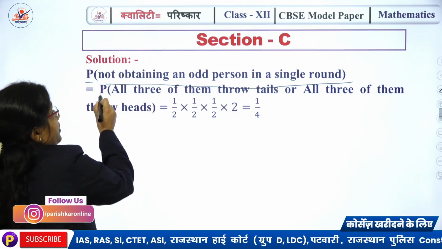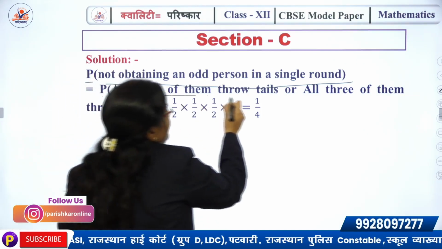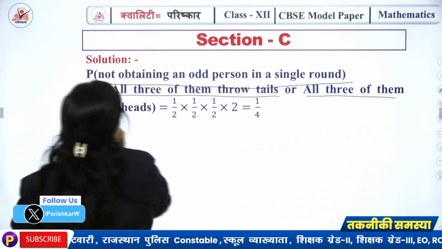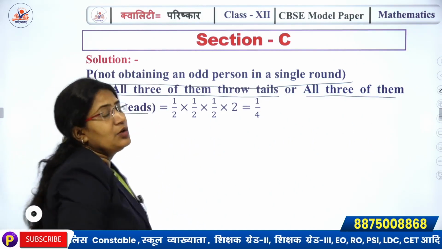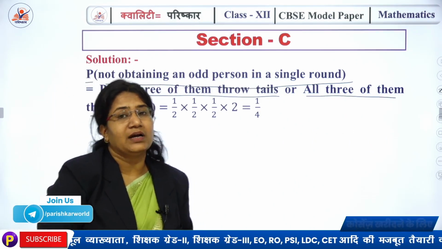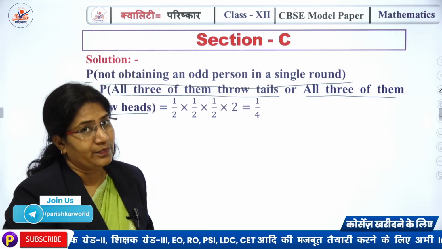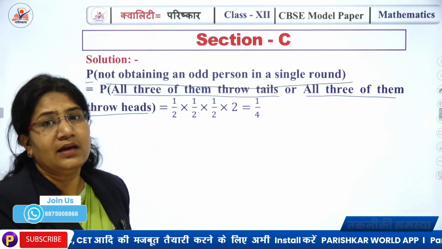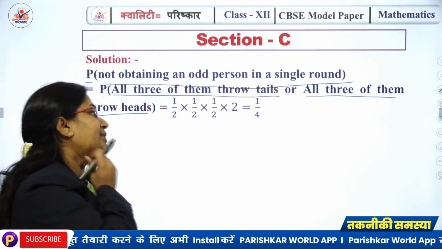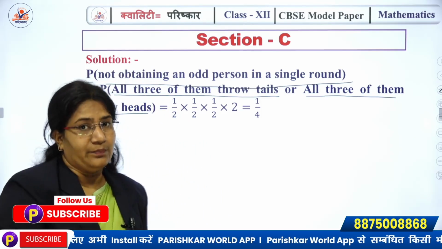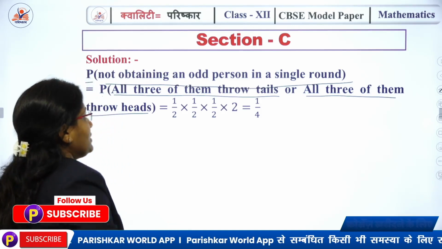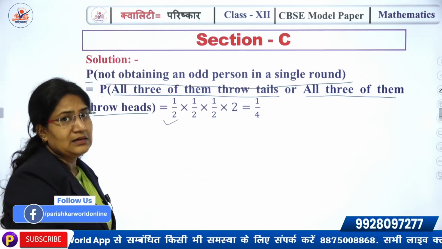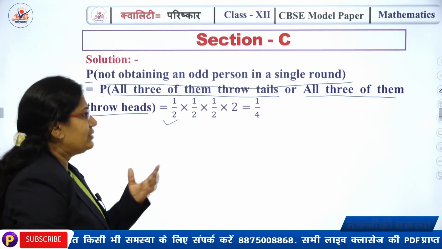That means the probability of all 3 of them throw tails or all 3 of them throw heads. Students, a coin has a head on one side and a tail on the other, and the probability of head is 1/2 and the probability of tail is also 1/2. 3 friends have tossed, so the first friend tossed. Suppose that head has come, or else tail would have come.